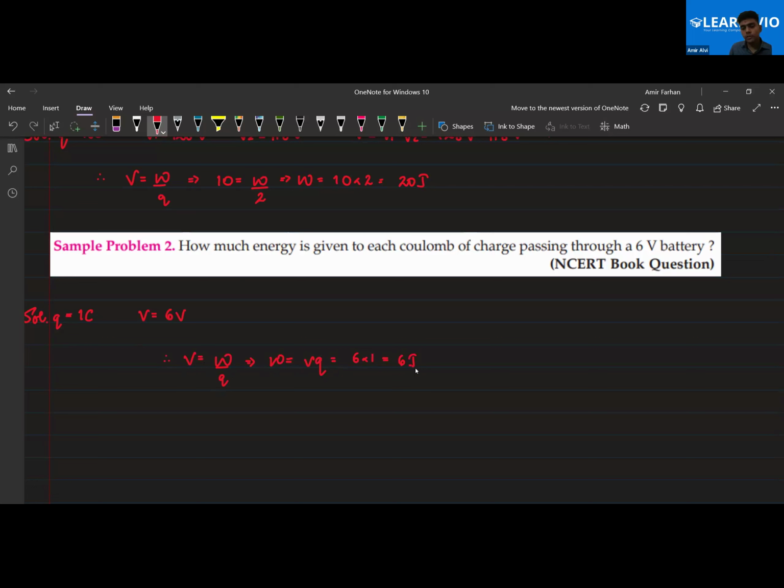Harshit, how did you calculate? How did you get 20? Yeah, this was a very basic question, and I don't expect this kind of calculation from you. Please take care of your calculations and be attentive in this.